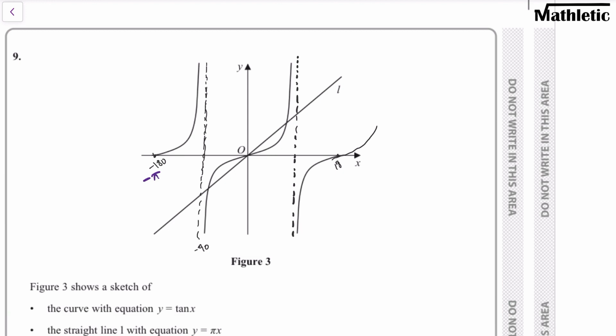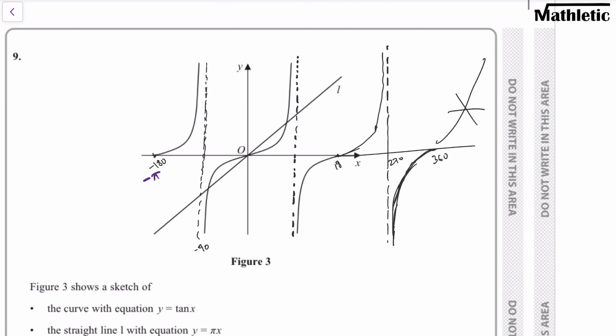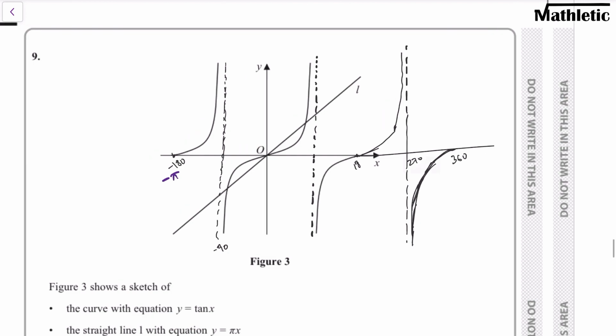So this one, if I extend this from 180 at a difference of 90, we have the next asymptote. The next asymptote here will be at 270. And if I continue with the next cycle, this will intersect at 360. I won't be taking the extra part because I need up to 360.